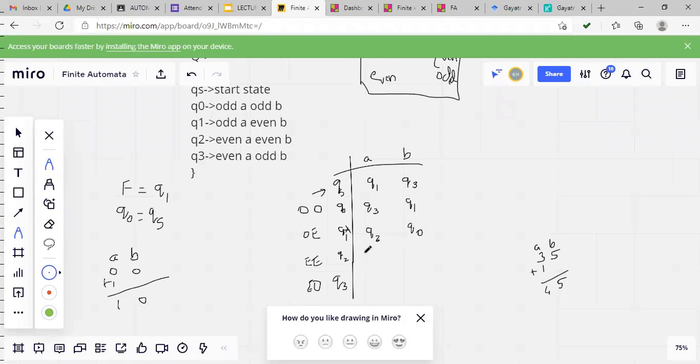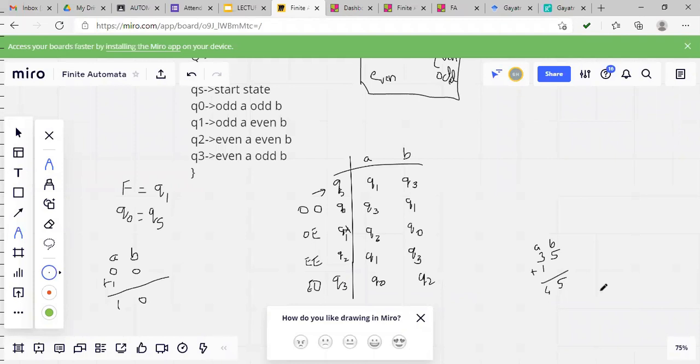Q2 on A. It's Q1. Q2 on B. Q3. Students, are you understanding? Is there any doubt? If you have any doubt, let me know. I'll stop and I'll repeat it. EO on A. And EO on B. It is Q2. Students, any doubt in this?